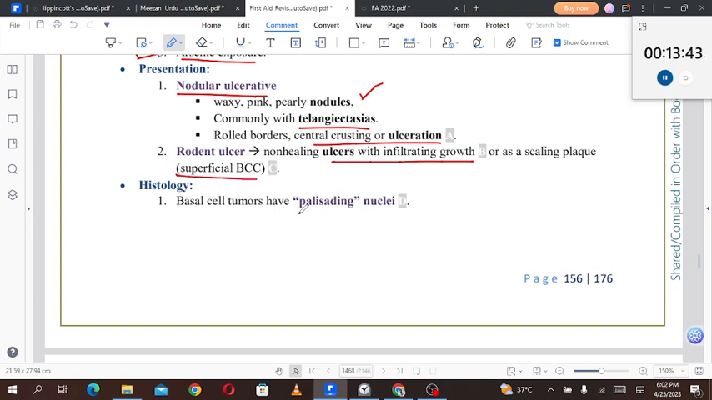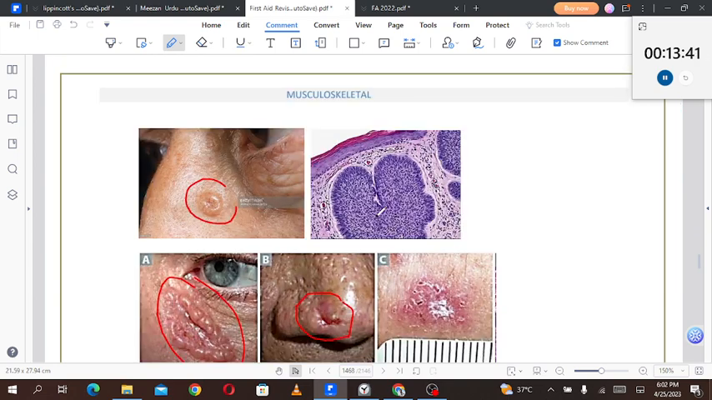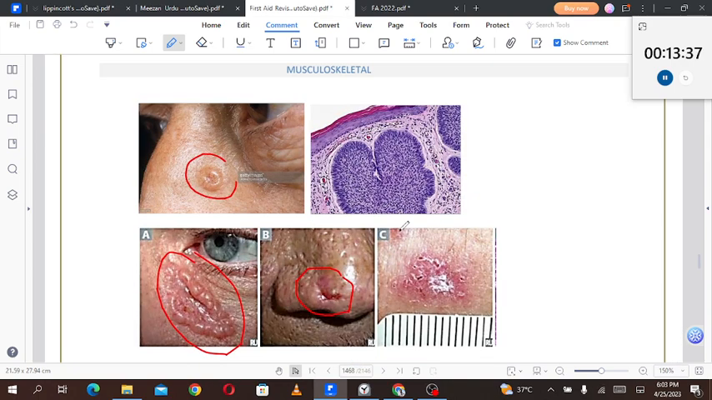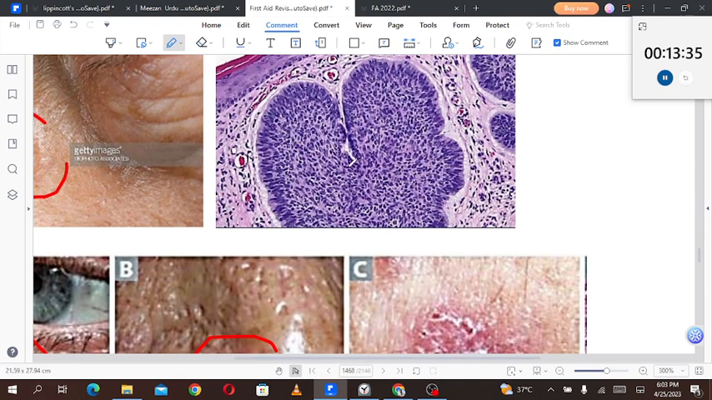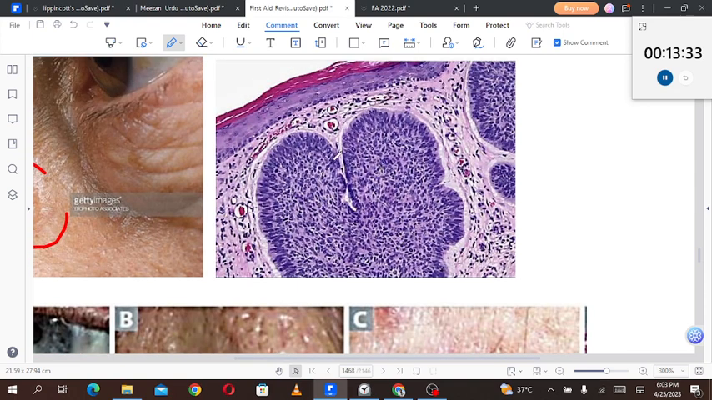Histology: basal cell tumors have palisading nuclei. This one maybe. These are palisading nuclei, like the nuclei are palisading around this area of necrosis or maybe the area of inflammation. So they have palisading nuclei which are forming a border. Like here you can see the palisading area. All the zone between that, like this zone, is a palisading zone.